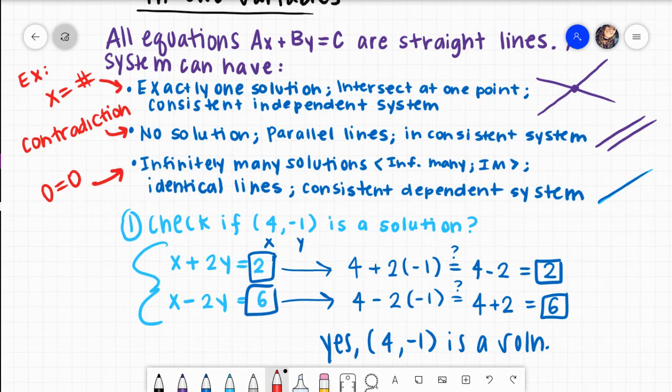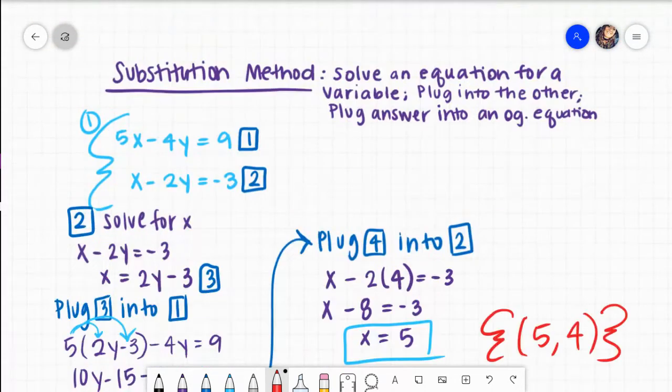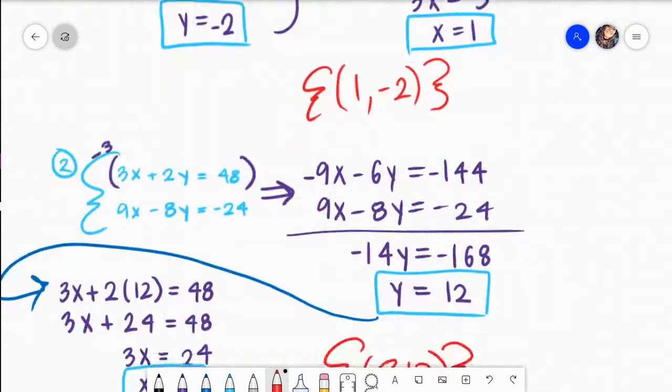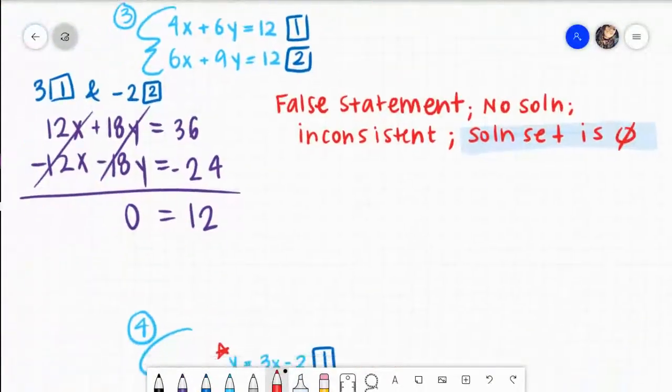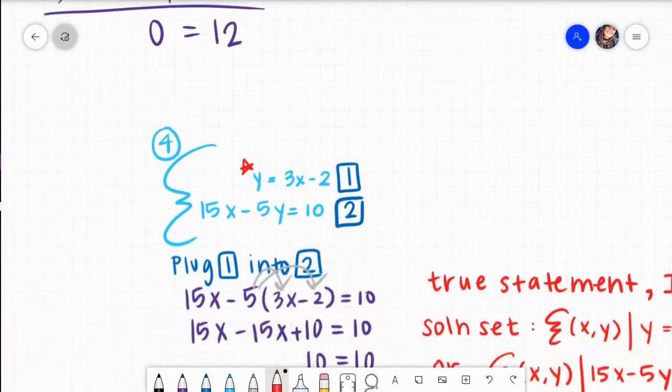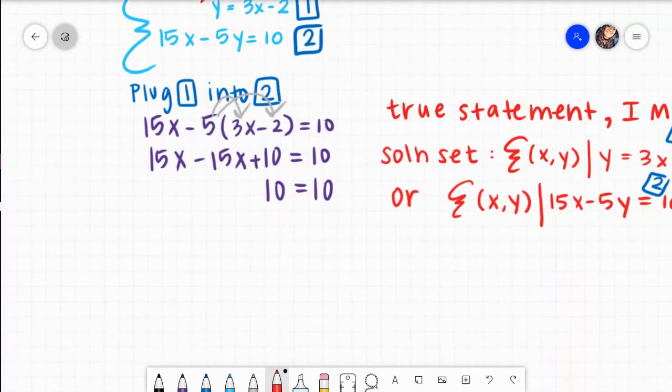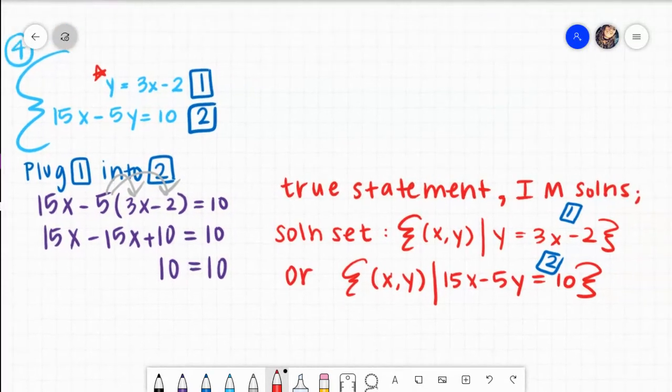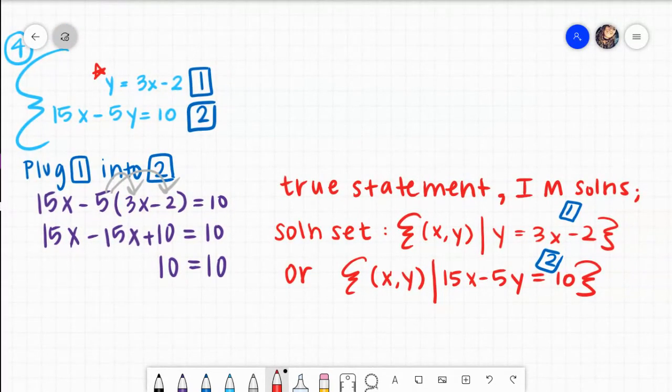Something like that, okay? So whenever I get to the problem I was working on, 0 equals 12, no, inconsistent, right? Then right here, 10 equals 10. That's in the form of like the same number equals the same number, 0 equals 0. So that would mean that there's infinitely many solutions.